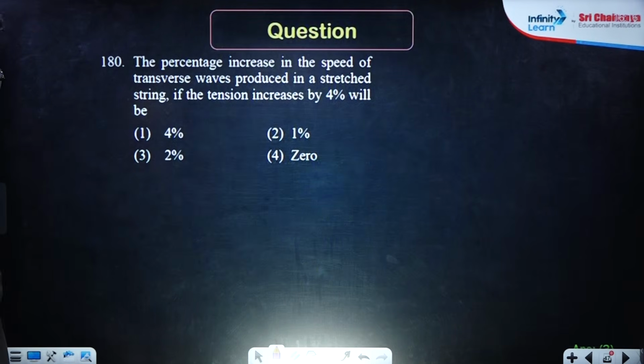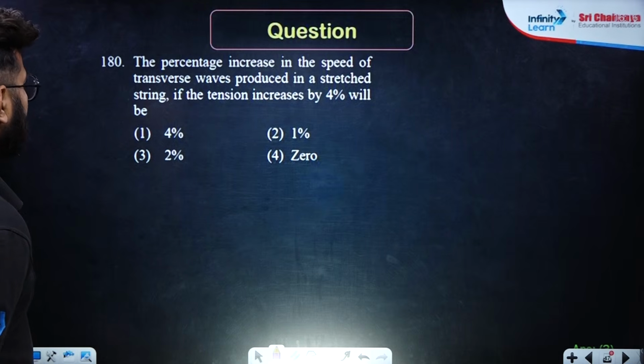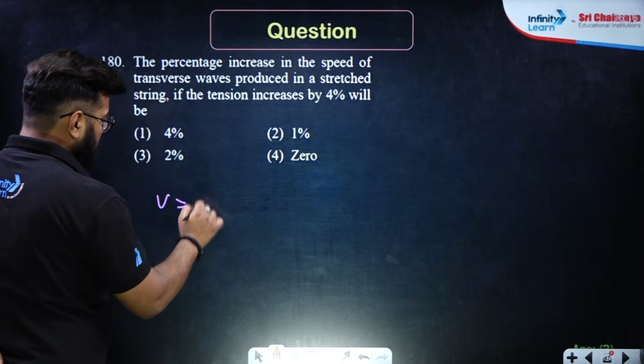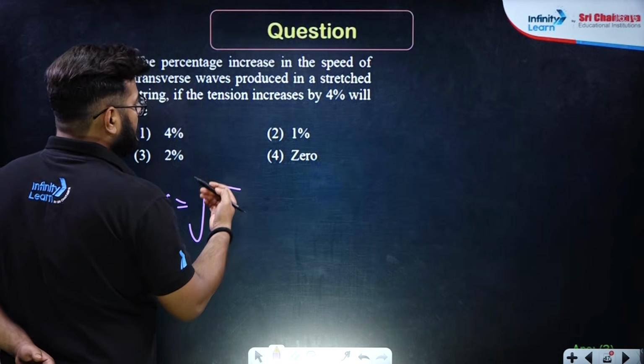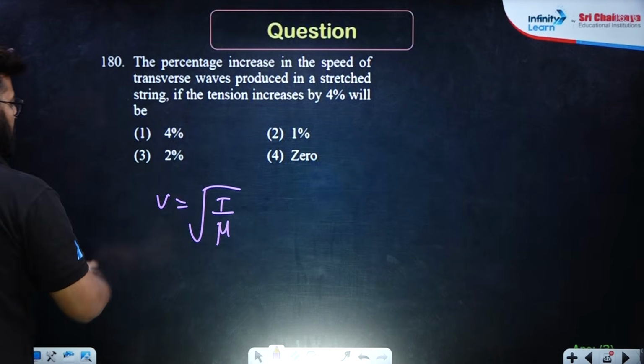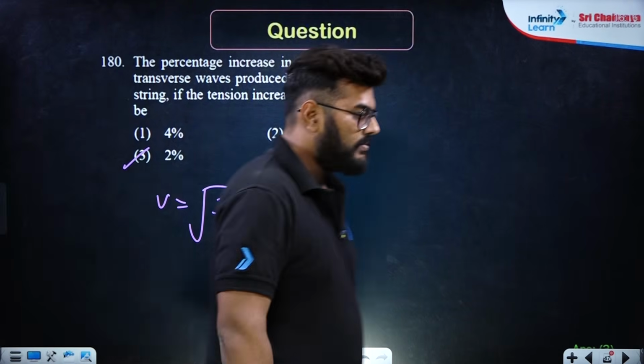The percentage increase in the speed of a transverse wave produced by a stretched string if the tension is increased by 4%. See, v equals under root of T by mu. So if tension is increased by 4%, the speed will be increasing by 2% only. Option number 3 is the right answer.